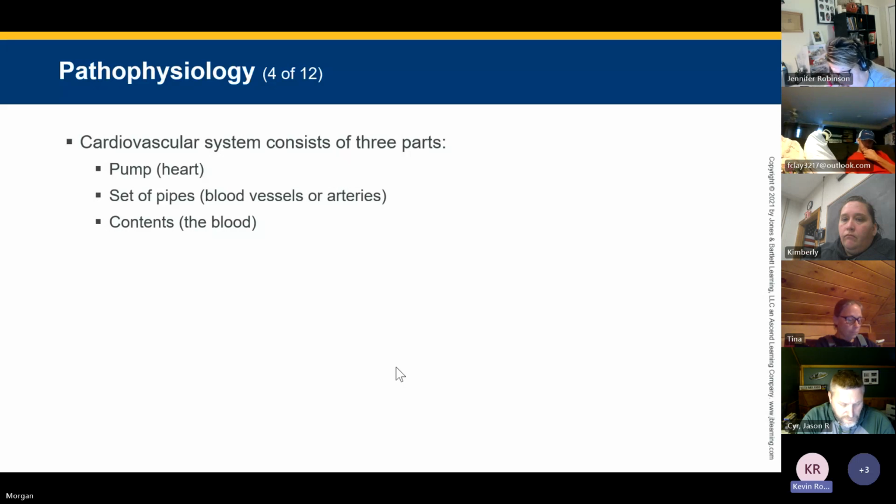So looking at the cardiovascular system, it consists of the three parts that are here. We have the pump, which is the heart. We have to have a pump.